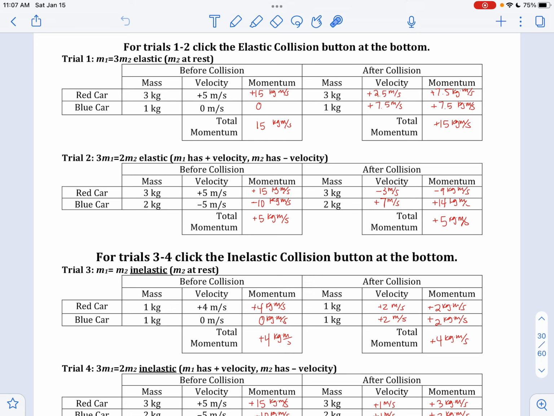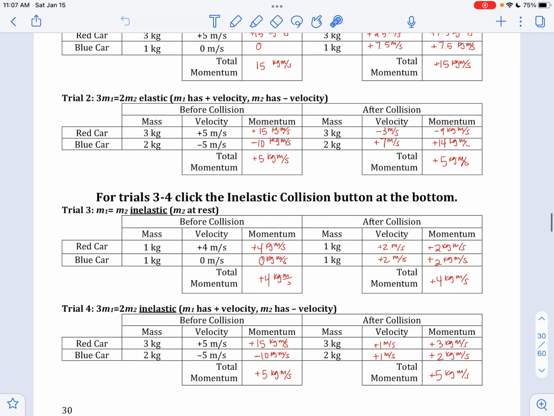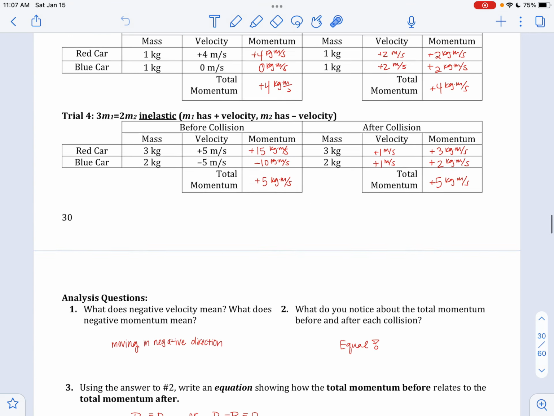One key point here is that the momentum has direction. So on this one here, the velocity was negative, so the momentum is negative. So when we add up the momentum, the signs really matter. So plus 15 minus 10 is plus 5. And you should notice for every single one of these, the total momentum before is equal to the total momentum after. And this doesn't matter the direction the carts are going, if they have different masses, if they stick, if they bounce, any of those things.